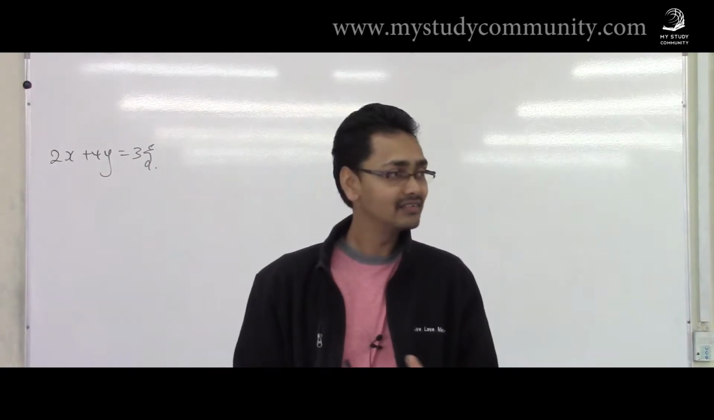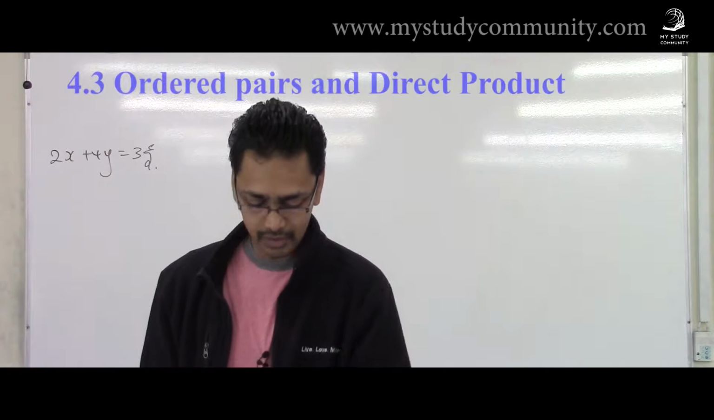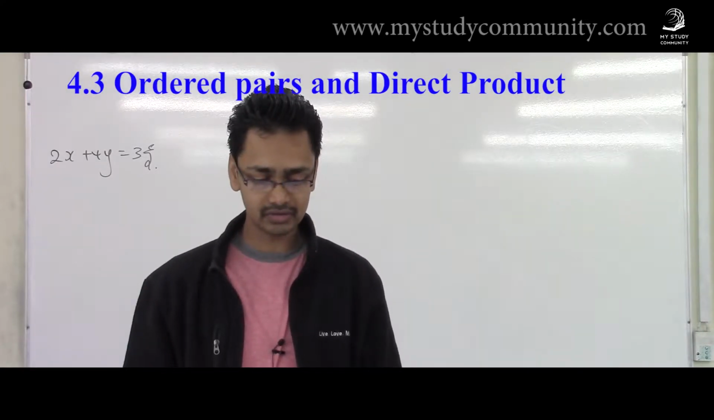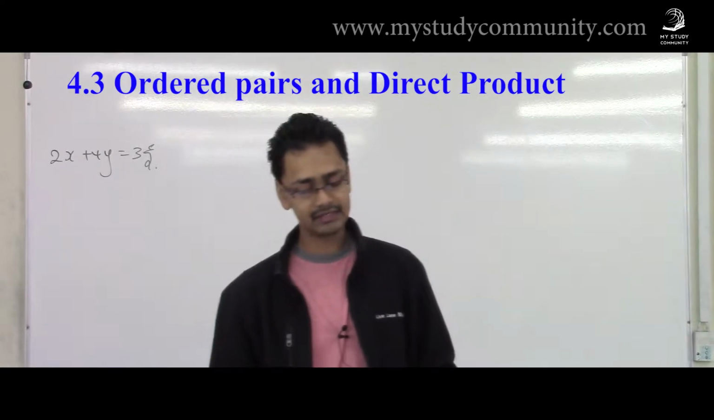Before we get into the interesting stuff, I want to clear up a few definitions. So we are on ordered pairs and direct product. This is 4.3. This is very straightforward.